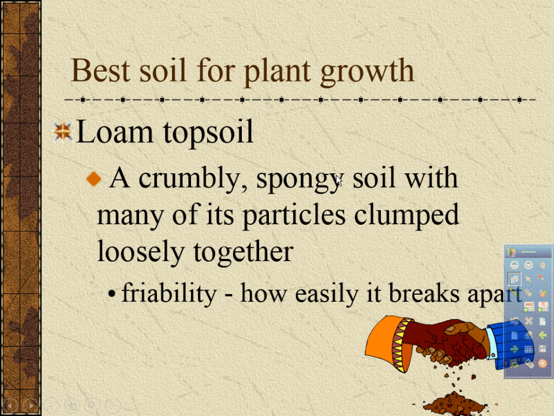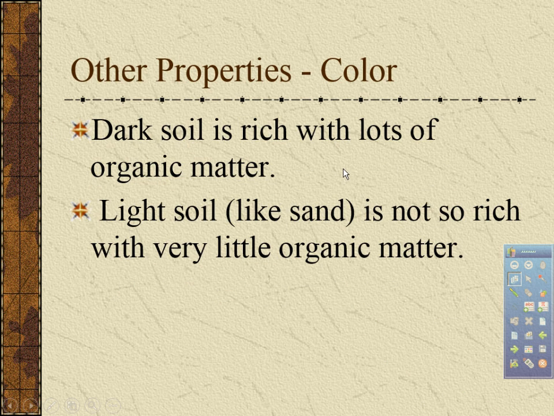Okay, the best soil for plant growth is loam as a topsoil. The topsoil is just what's on top, very obvious. And loam is a really crumbly, really spongy soil. It has a lot of organic matter in it. It has a lot of oxygen, nutrients, and water in it. The friability of soil is how easily it breaks apart. So a loam topsoil would have a high friability, would be easily broken apart. Dark soil has a lot of organic matter in it. That makes sense. Light soil does not.